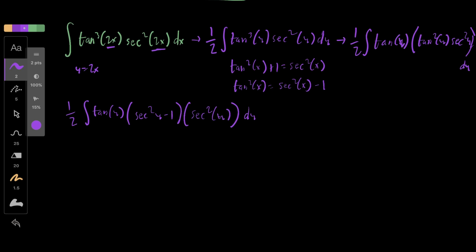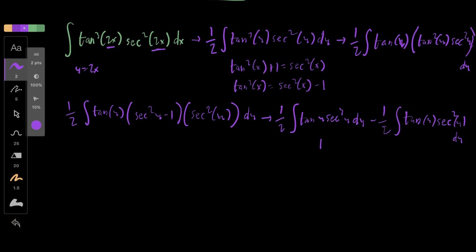So now that we have that, we can expand this. So 1 by 2 tangent of u times secant to the 4th u du minus 1 by 2 integral of tangent u secant squared u du. Now you might be like, but that looks more complicated instead of just tangent cubed and secant cubed. You're right, it does look more complicated, but what we can do is two very simple u substitutions and make this an incredibly easy problem from there.